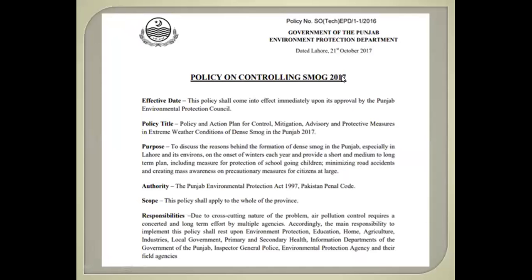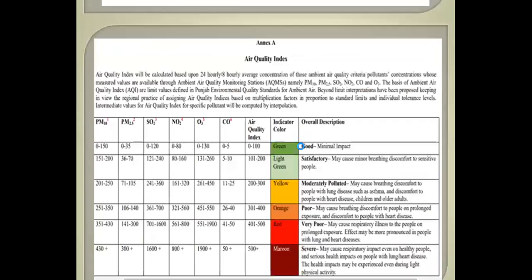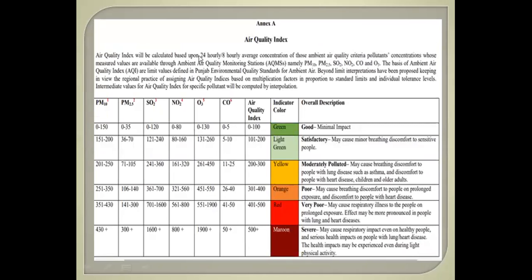This is the policy on controlling smog 2017. The air quality index in this policy is based on these six pollutants: PM 2.5, PM 10, sulfur dioxide, nitrogen oxide, carbon monoxide, and ozone. The basis of the air quality index is the limit values defined in the Punjab Environmental Quality Standards for ambient air, and beyond these limits, the regional practice of assigning air quality indexes based on multiplication factors has been proposed. This is proposed in the Pakistan smog policy.